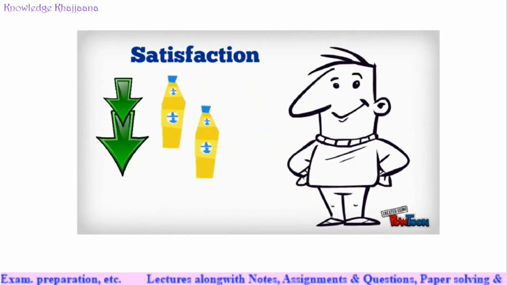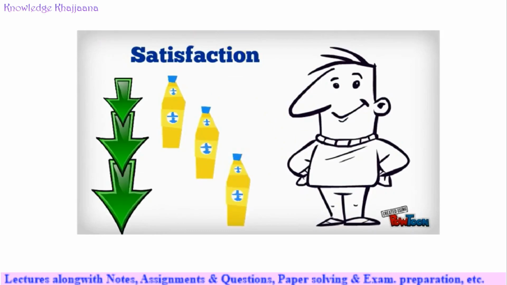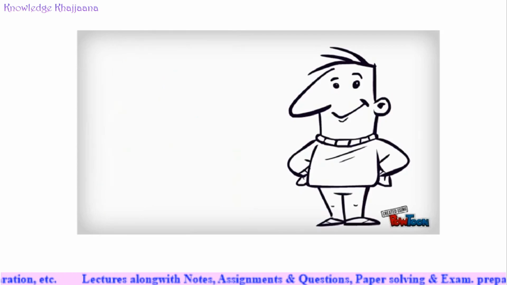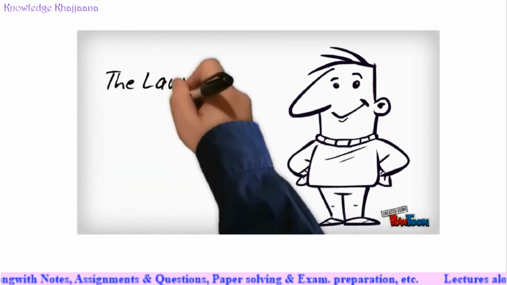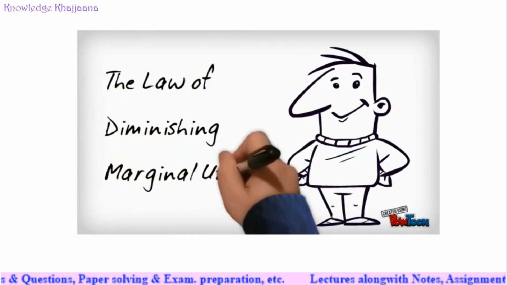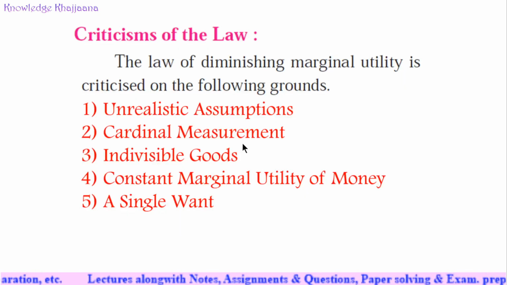If you get less and less pleasure from a good, the more and more you have of it, that affects your willingness to pay the same price for each additional unit of the good. That's the law of diminishing marginal utility. See, there are some assumptions, right, if we want to prove the law of diminishing marginal utility, as well as some exceptions which we saw. But apart from that, there are some criticisms also.